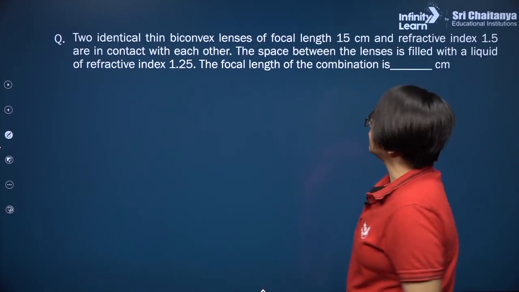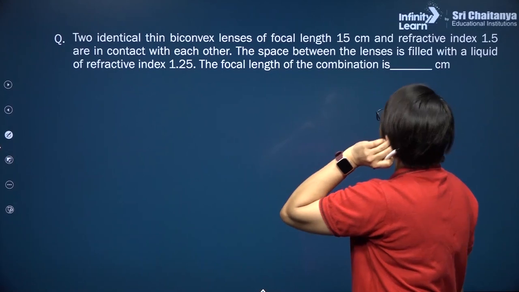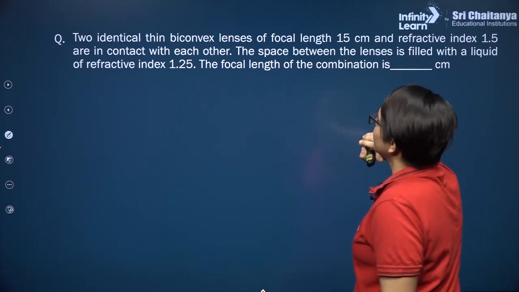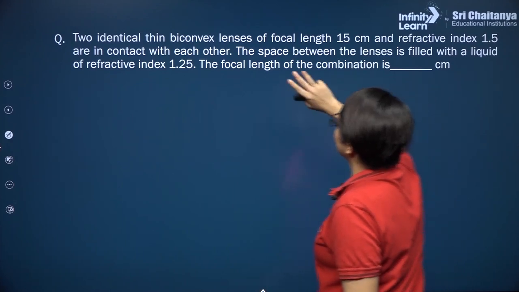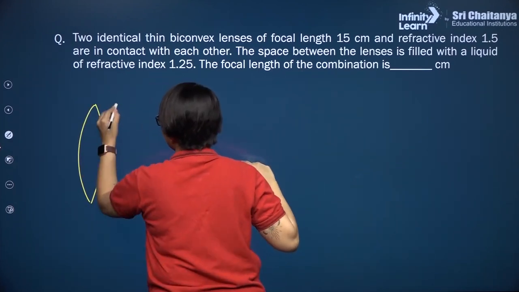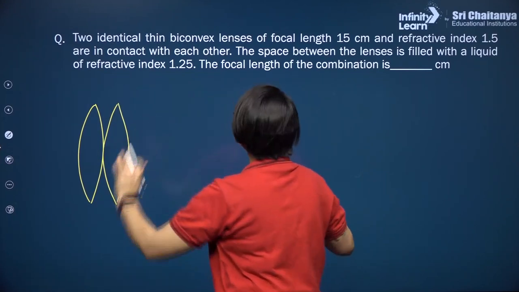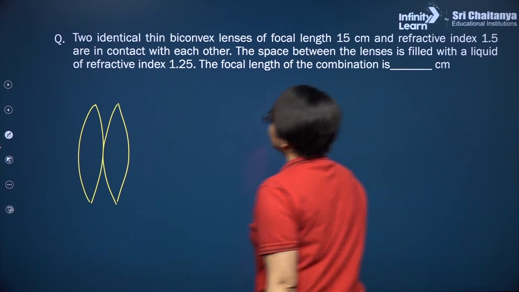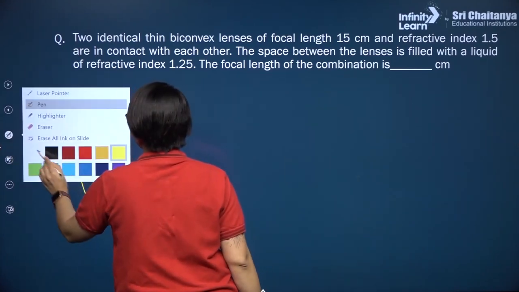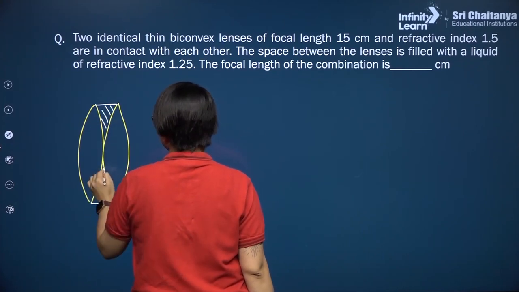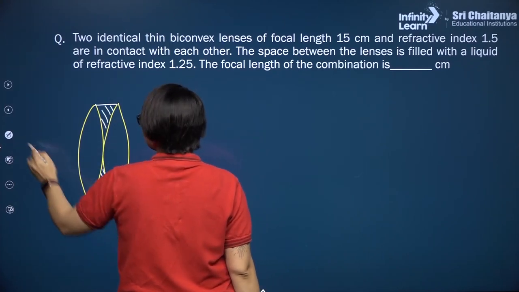Two identical thin convex lenses of focal length 15 centimeter and refractive index 1.5 are in contact with each other. Okay, biconvex lenses are there like this. Identical, that means focal length same. The space between the lenses is filled with a liquid of refractive index 1.25. This space is filled with a liquid of refractive index 1.25.